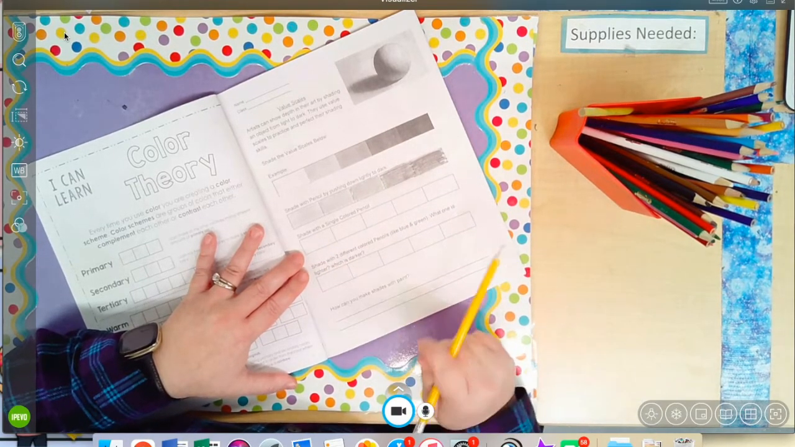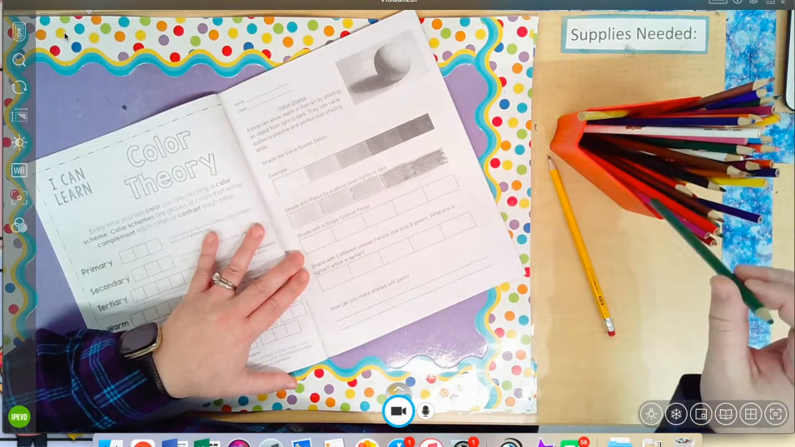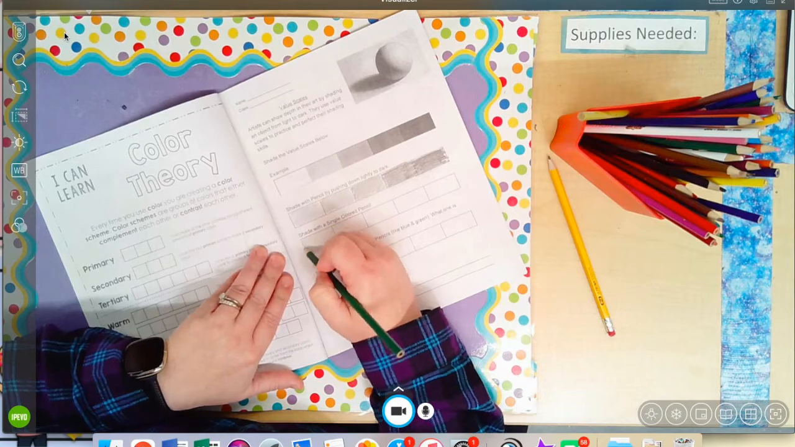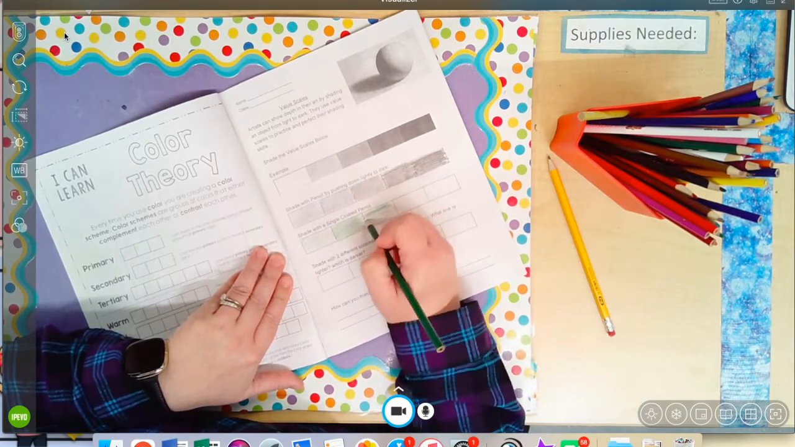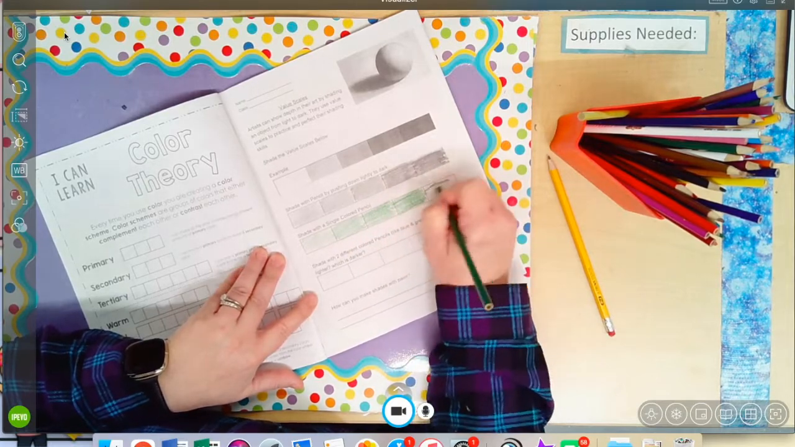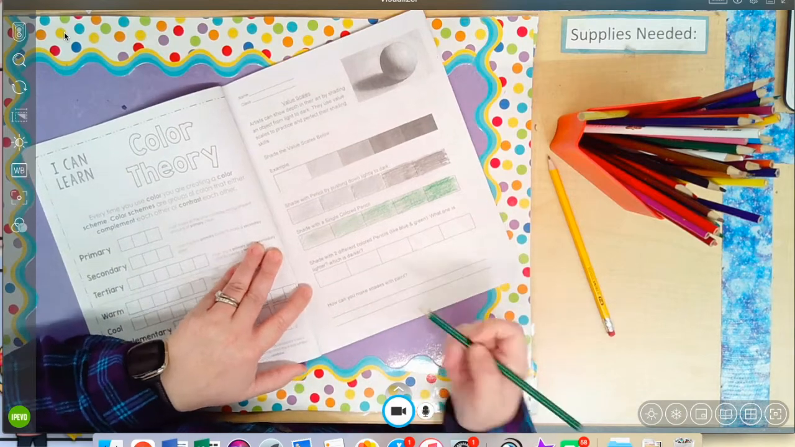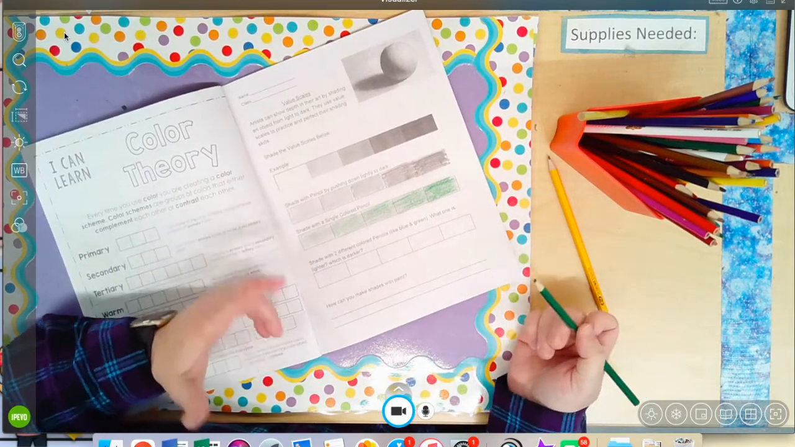Shade with a single colored pencil. So let's pick a color. I'm going to go with green. I'm going to do the same exact thing. Next, shade with two different colored pencils, like blue and green. Which one is lighter, which one is darker?